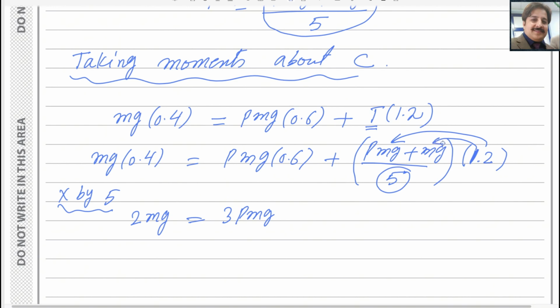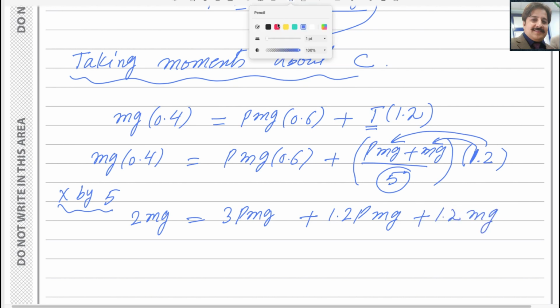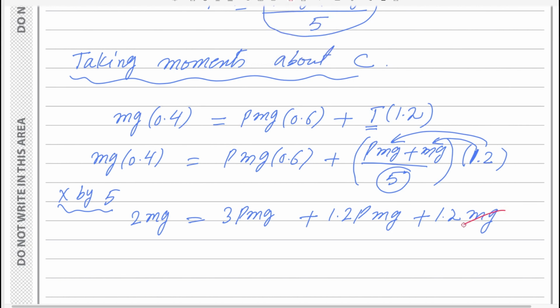That's it. Okay. So it will be 1.2 p mg plus 1.2 mg. If you notice that mg is everywhere, we can cancel, we can get rid of this mg from all of them. That's it. You can cancel them and then we can simplify this one. So here it is left with 2, and this is 3p plus 1.2p plus 1.2.